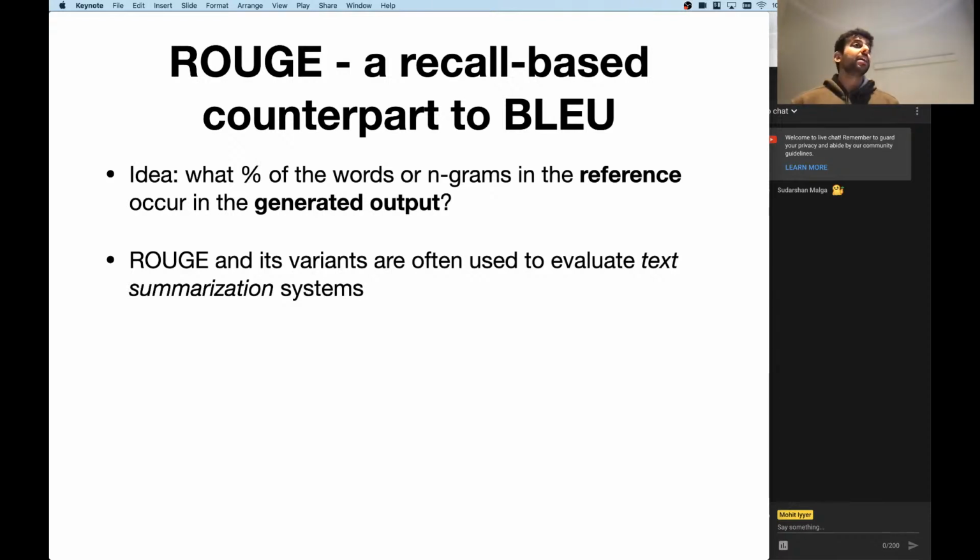So why might this be useful when we're evaluating a task like text summarization? Let's say we have one reference summary and we have a system generated output.